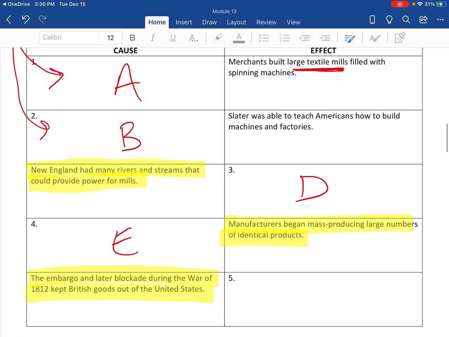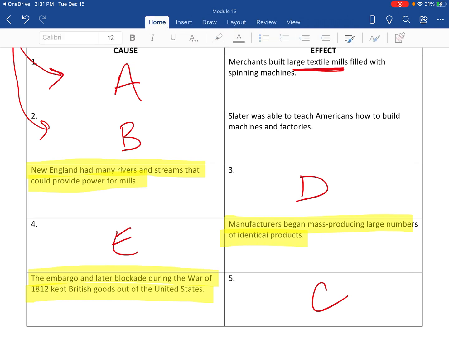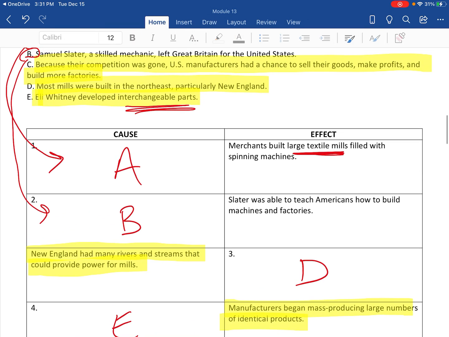And finally, number 5, the embargo and later blockade during the War of 1812 kept British goods out of the United States. And the answer there is C. So let me go back up and read what that says. Because the competition was gone, U.S. manufacturers then had the chance to sell their goods, make profits, and build more factories. So that's really what got it all started in America, was the embargo and the blockade during the War of 1812.